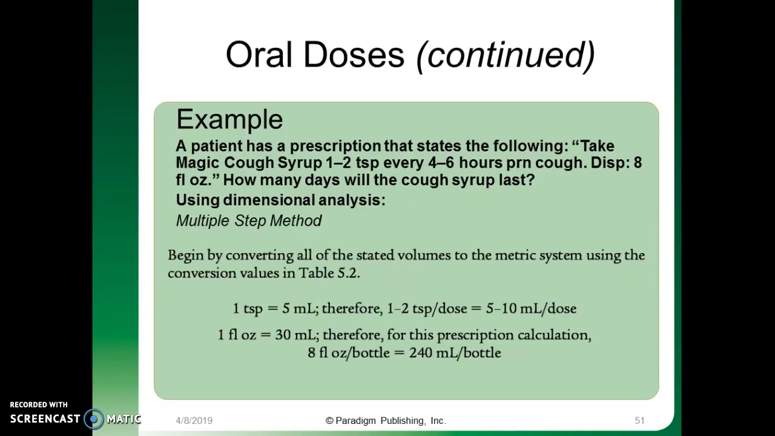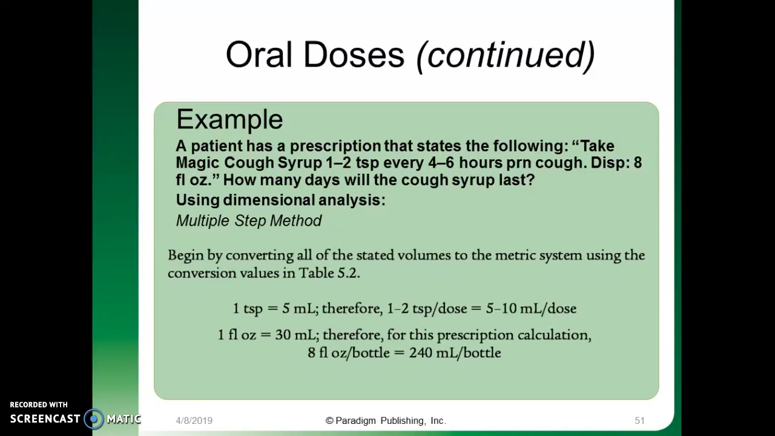So a patient has a prescription that states the following: take magic cough syrup 1 to 2 teaspoons every 4 to 6 hours, PRN for cough. Dispense 8 fluid ounces. How many days will the cough syrup last? So first of all, you want to determine, you'll use the most amount and the most time. So 2 teaspoons every 4 hours will give you the most amount that you can take for the most amount of time. So 1 teaspoon is equal to 5 milliliters. Therefore, 1 to 2 teaspoons is 5 to 10 mLs.